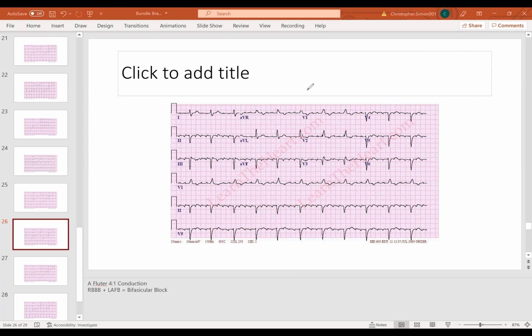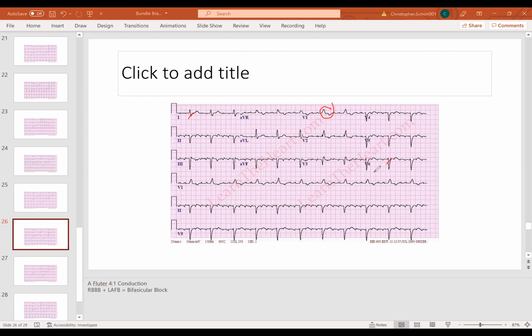V1 looks like we have a positive deflection. Remember, this is a wide QRS as we're looking at. So V1 has a wide complex positive deflection, and lead 1 has slurred S waves. So what does that mean? That means I have a right bundle branch block. V1 goes up, right bundle branch block.